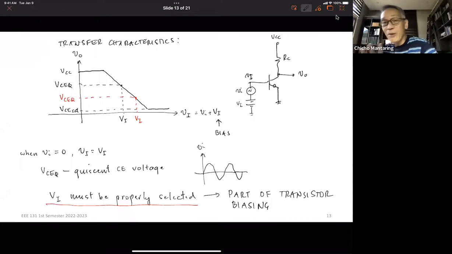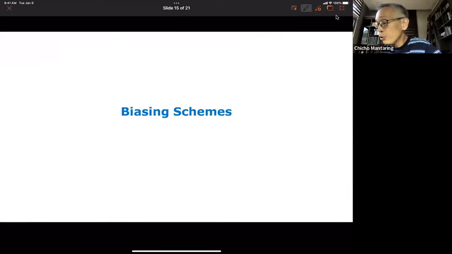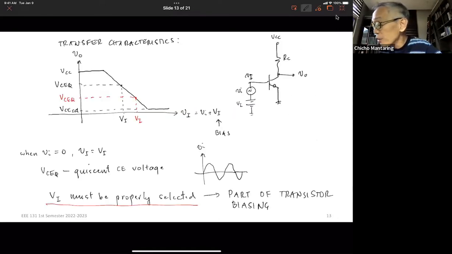Okay? Now, let's go to biasing schemes. Ang pangit doon sa sinabi ko, ang pangit dito sa biasing scheme na to. So this is a biasing scheme. Adding a voltage in series with your input is a biasing scheme. But what is not nice about this is I need an extra power supply.